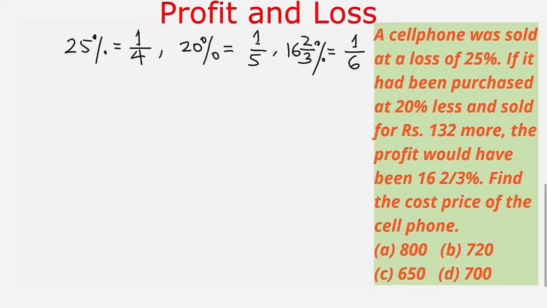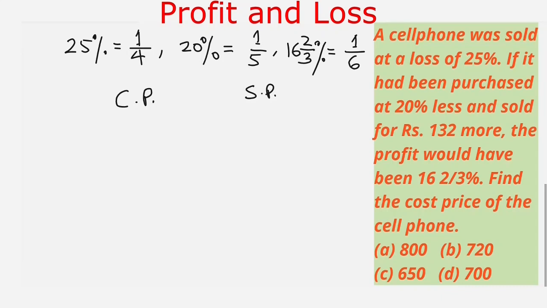We should assume the number which is the LCM of 4, 5 and 6. And the LCM of these three numbers is 60. So we assume cost price to be 60. Here if we assume 60, then we will not be facing any fractional number in calculation.